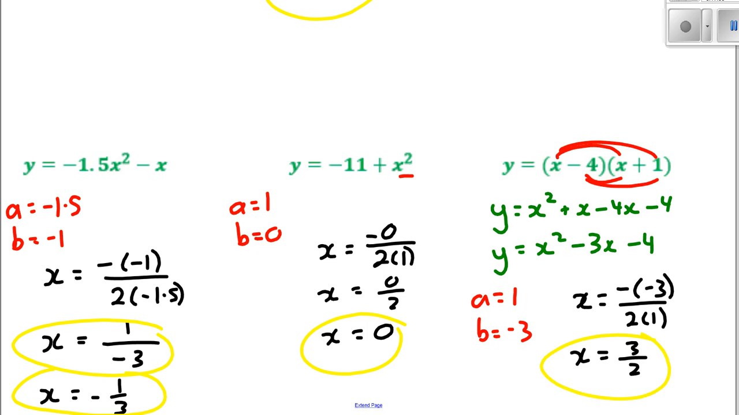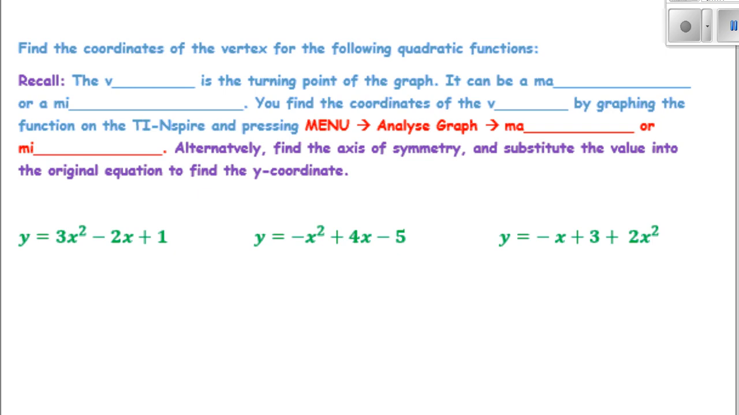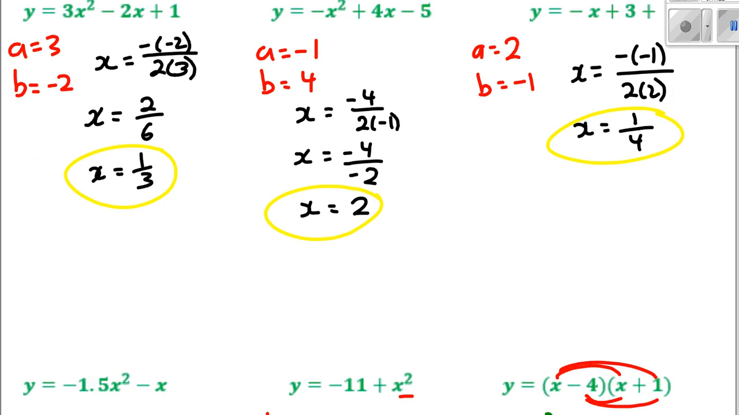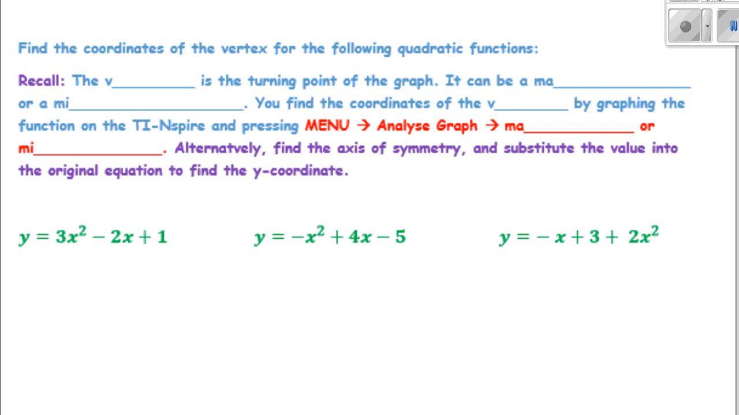Last one. Find the coordinates of the vertex for the following functions. By the way, have I finished this? I'm just going to check. Okay, good. Find the coordinates of the vertex.